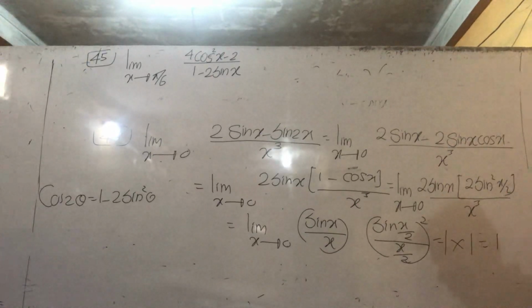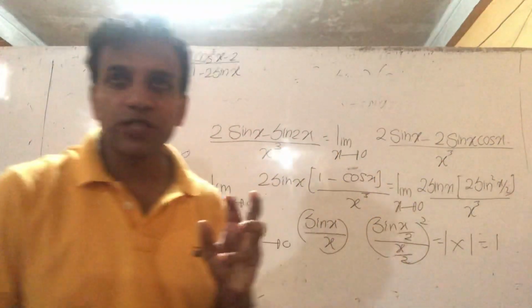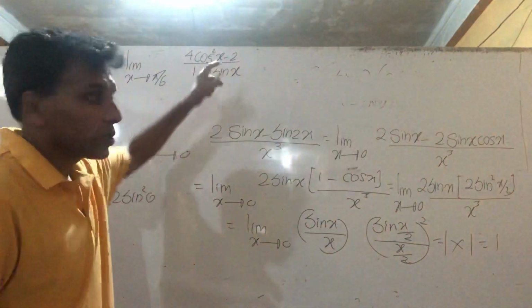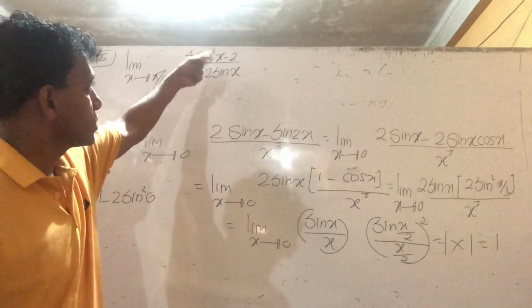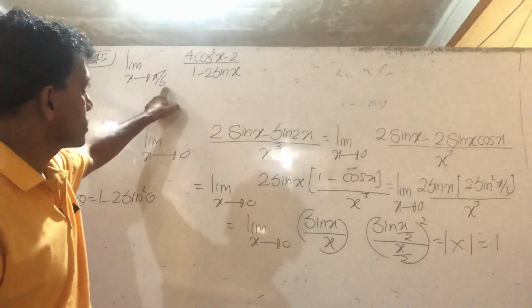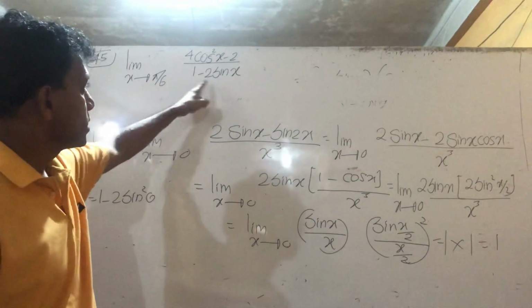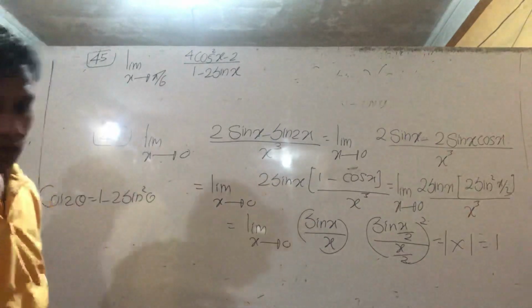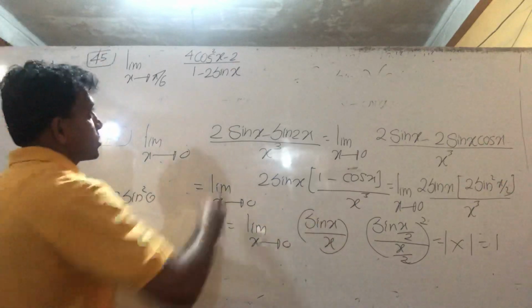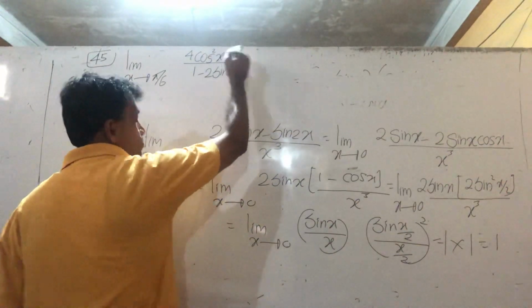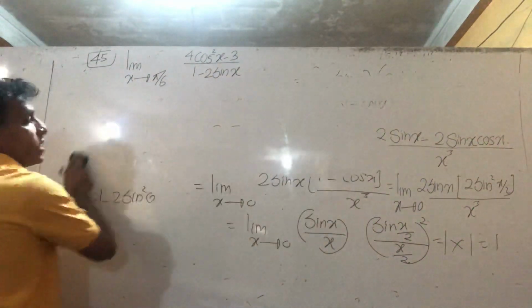So think about how to work this question. Straightforwardly, if you apply x equals pi by 6, what is cos 30? Root 3 by 2. So the square is 3 over 4. So 3 over 4, the 4 cancels. Here sine 30 is half, the 2 cancels. So 4 cos square x minus 3 gives 0, and the denominator also gives 0. Then it is only a 0 over 0 problem. Therefore we use another method.